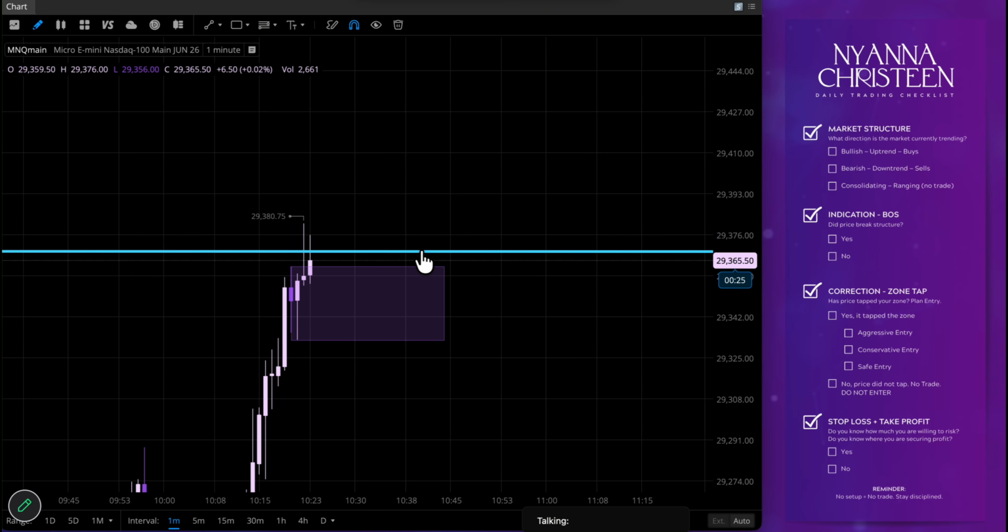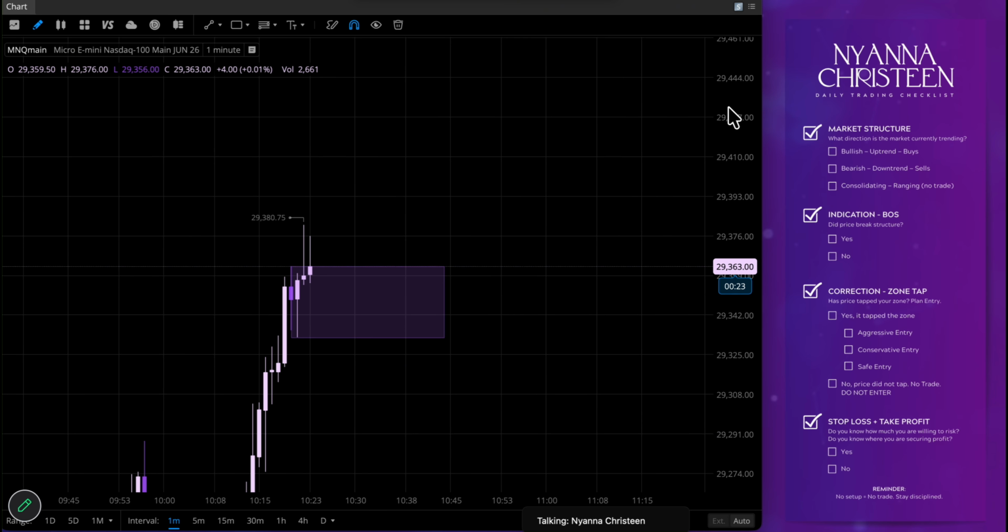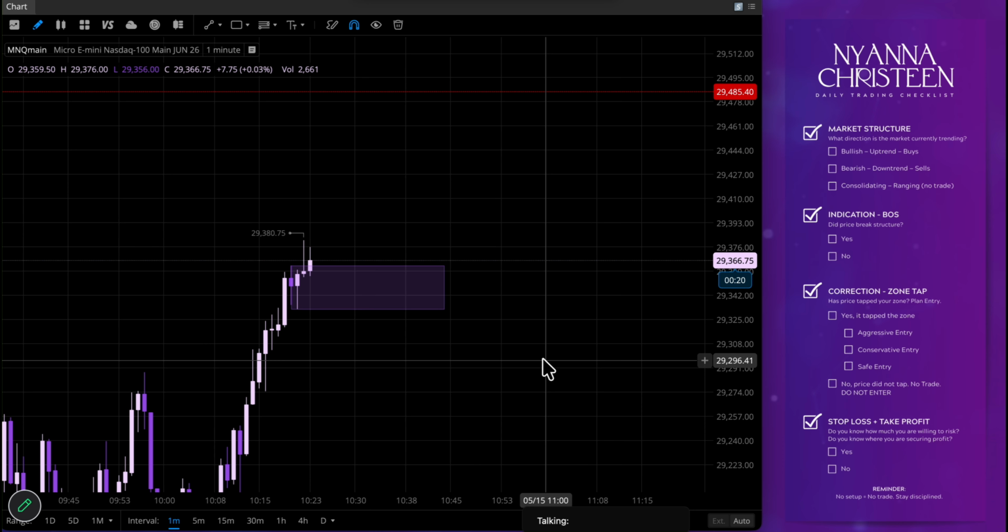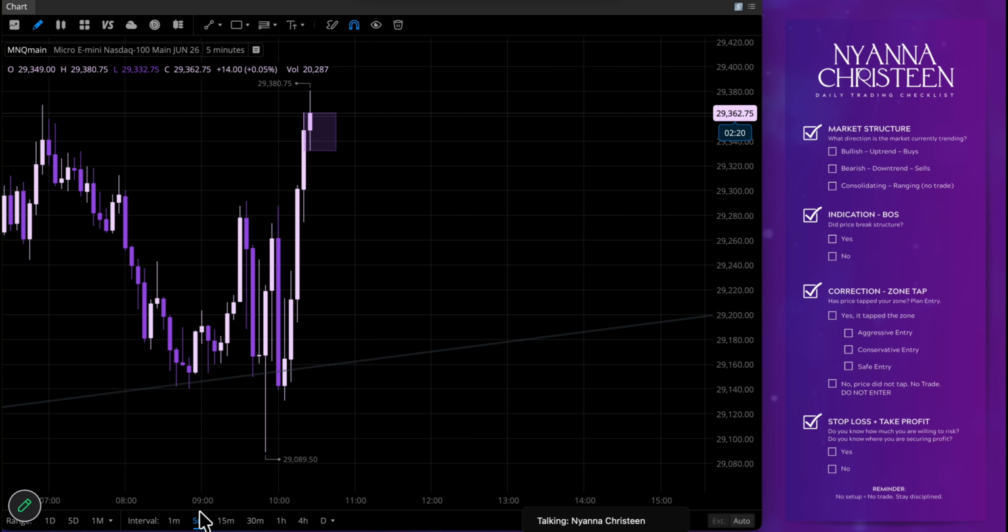I don't think we need that anymore. It already broke. Let me check the 5 minute. I feel like it's going to try to come back here, but I don't want it to because that was a lot of consolidation.